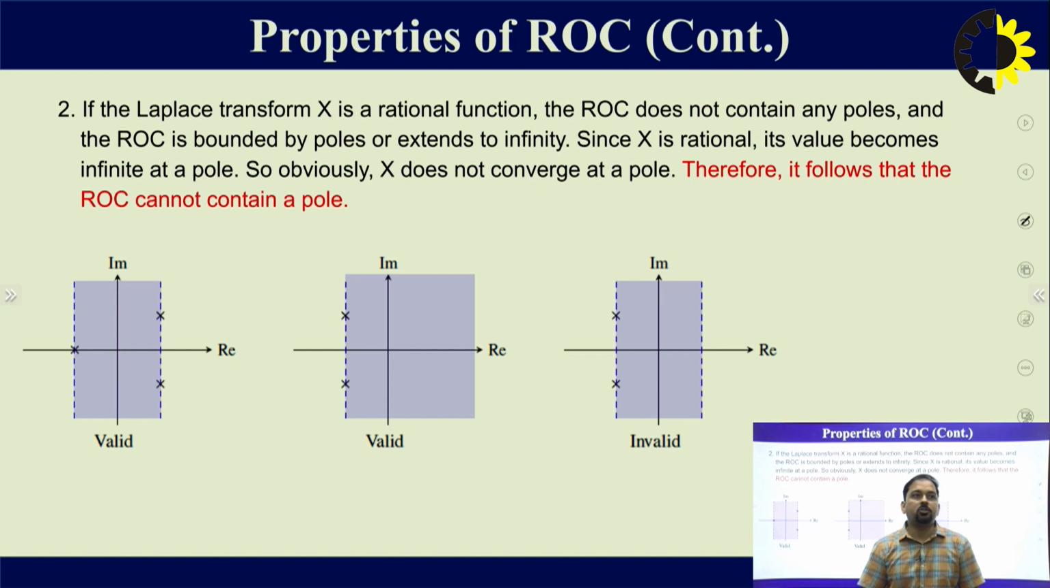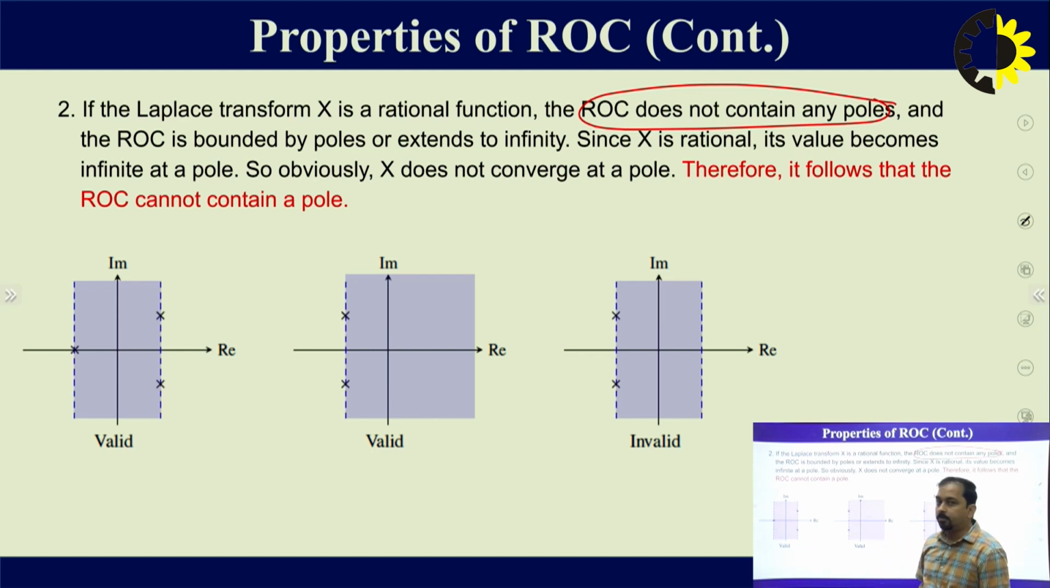Next property, let's say we have the function, the Laplace transform X is a rational function. The ROC does not contain any pole, very very important. The ROC does not contain any pole, and the ROC is bounded by poles or extended to infinity. Since X is rational, its value becomes infinite at poles.